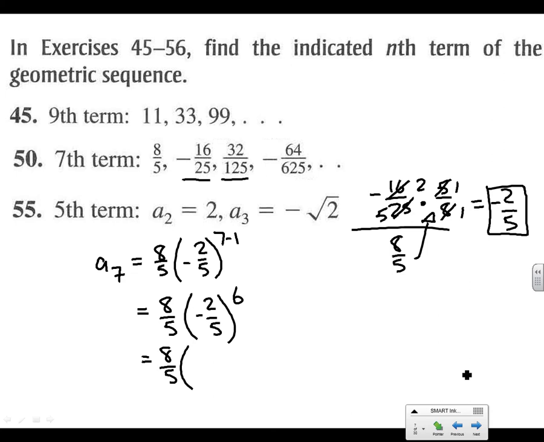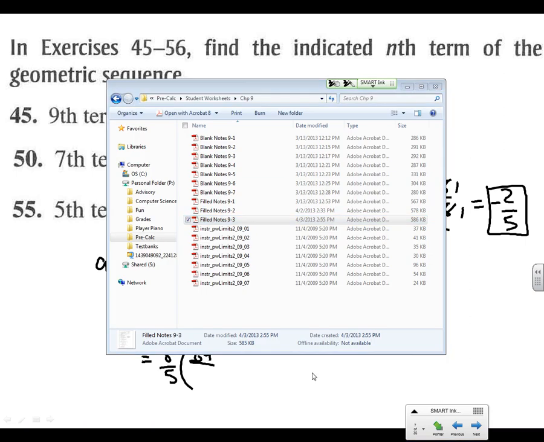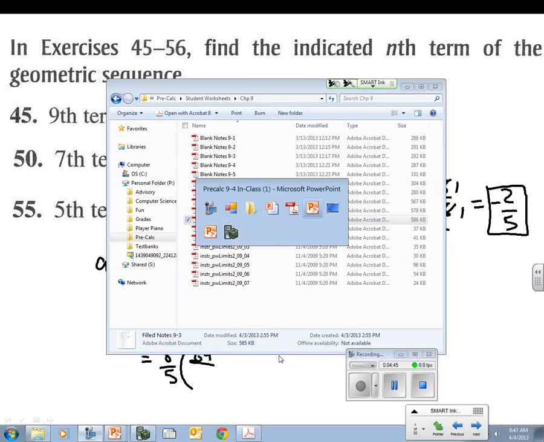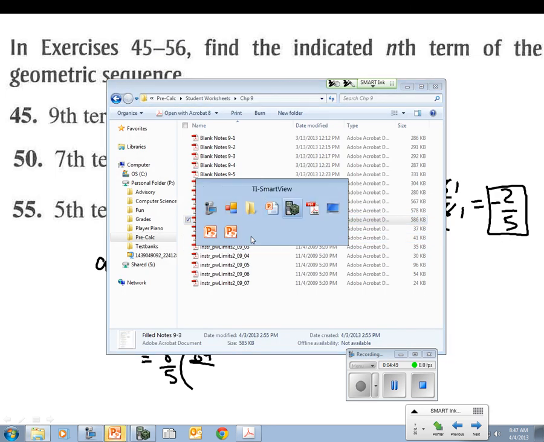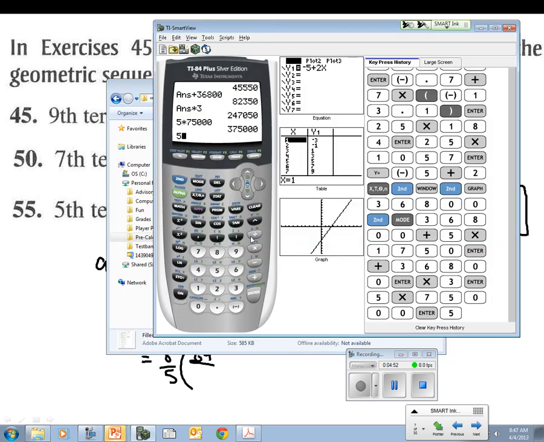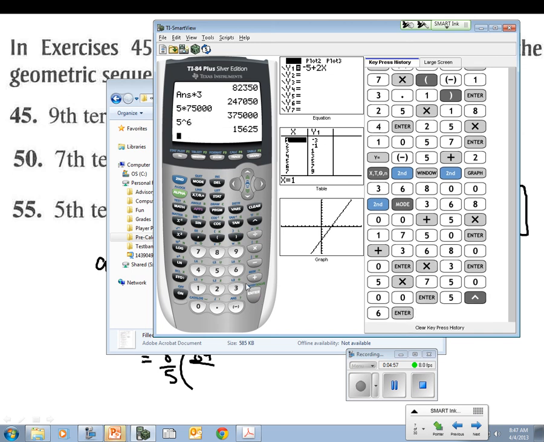8/5. Negative 2 to the 6th. 2, 4, 8, 16, 32, 64. And a negative to the 6th is going to be positive 64. And 5 to the 6th. 5, 25, 125, 625. Oh, I've lost it. Bring in the calculator. 5 to the 6th. 15,625.